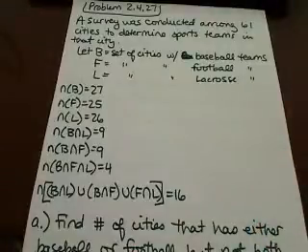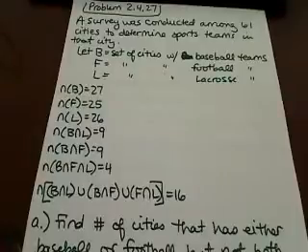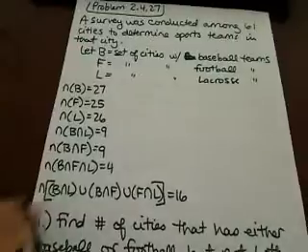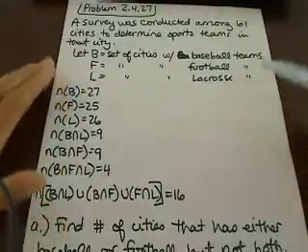Okay, so this is problem 2.4.27, and they're telling us that a survey was conducted among 61 cities to determine the sports teams in that city. Let B equal the set of cities with baseball teams, F the set of cities with football teams, and L the set of cities with lacrosse teams.